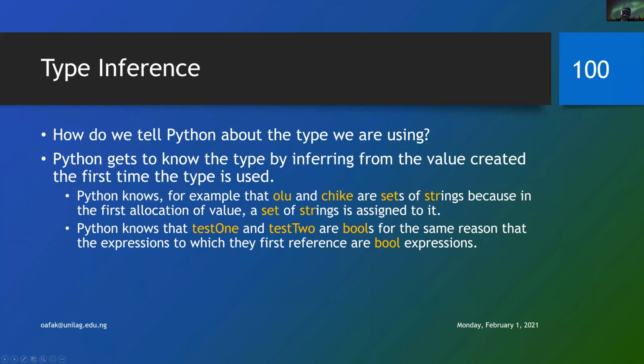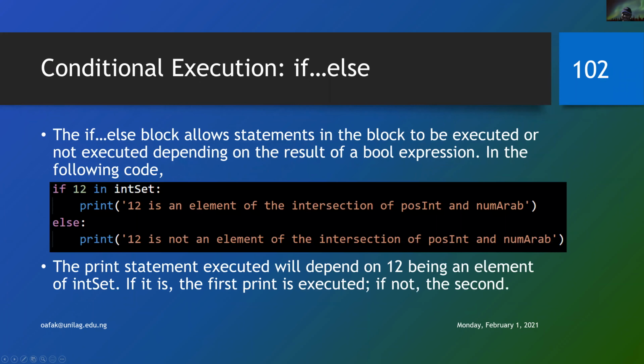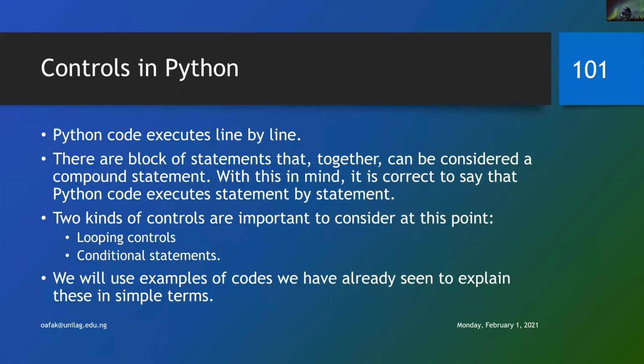Python code executes line by line. There are blocks of statements that, when executed together, can be considered a compound statement. With this in mind, it is correct to say that Python code executes statement by statement. Two kinds of controls are important to consider at this point: looping controls and conditional statements.